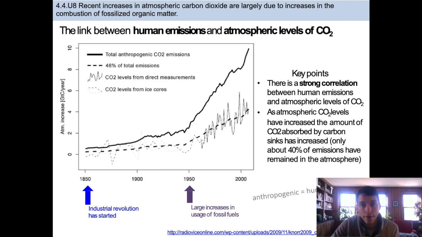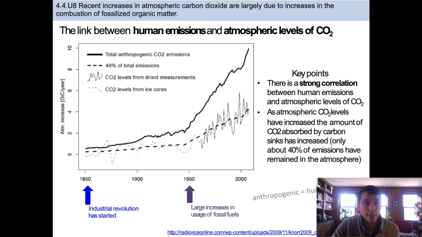And because we know that there is a strong correlation between human emissions and atmospheric levels of CO2, and we can see here that as atmospheric CO2 levels have increased, the amount of CO2 absorbed by carbon sinks has also increased. So what does that mean? When humans are burning fossil fuels, that's a combustion reaction. Combustion reactions release carbon dioxide, and that carbon dioxide is going to go into the atmosphere. We can see that here.